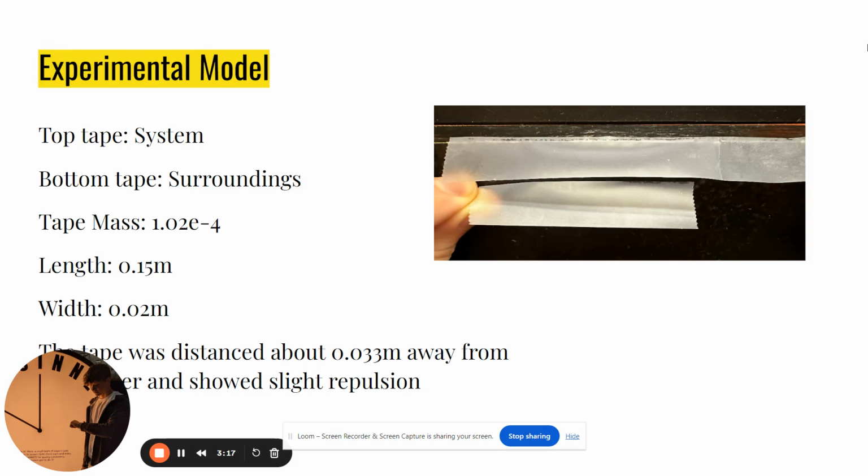For the experimental model, same thing as last time. We had two pieces of tape. The top tape was the system. The bottom tape was the surroundings. The tape masses were 1.02 times 10 to the negative fourth grams. Length was 0.15 meters. Width was 0.02 meters. And the tapes were a distance of 0.033 meters away from each other.